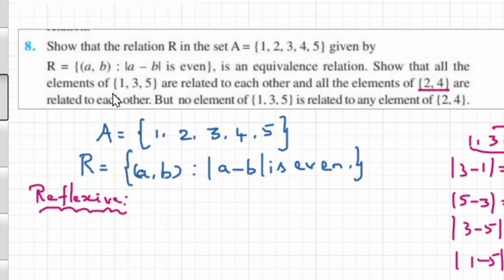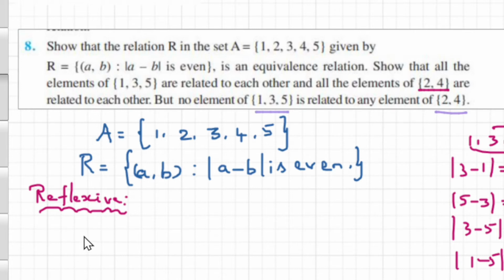If we have only the odd number set, we can prove that it is even. We'll get |a - b|, which is even. And if we select the even numbers from this one, then also we can prove it. But there is no relation between this odd and the even. If we choose any number from this odd set and this even set, then automatically the difference of those will give only an odd number, that will not satisfy.